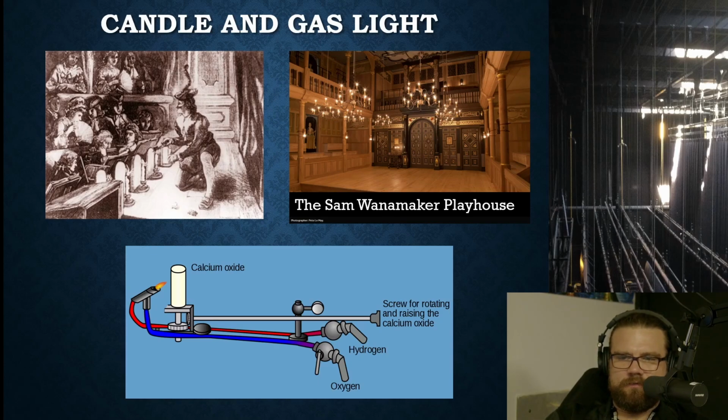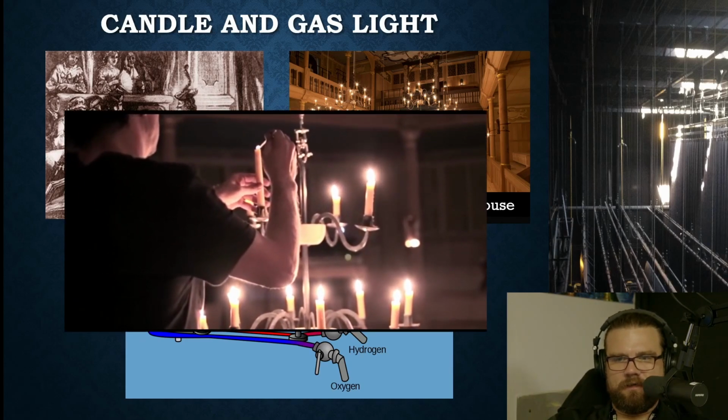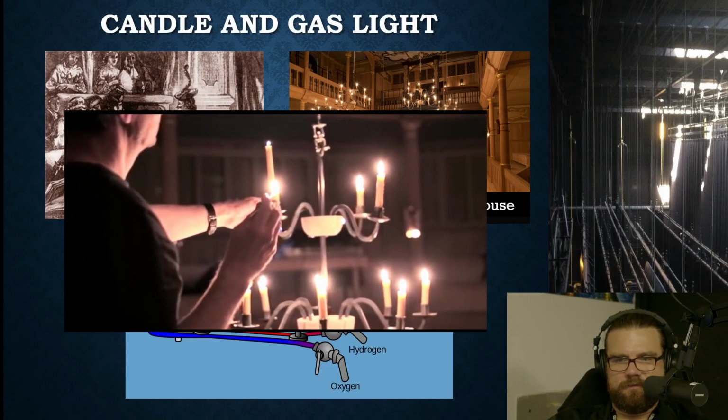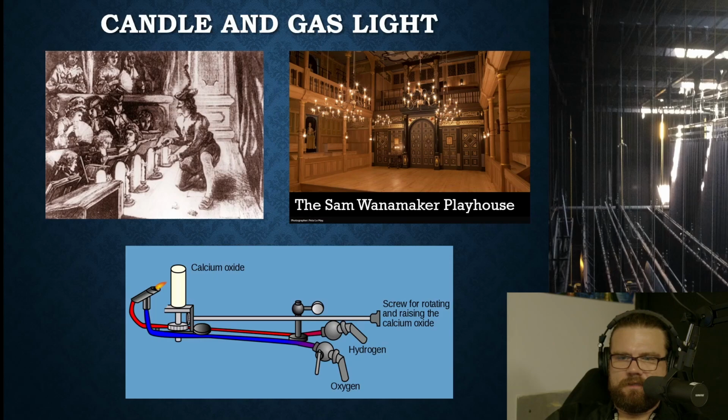An issue with lanterns and candles is the constant attention that these things need. You would always have to adjust the wicks. You'd have to relight them if they became extinguished, replace the fuel, whether that's the wax for the candle or the oil for the lantern. So intermission would become a time for your theater workers to go throughout the venue and relight, readjust, and trim wicks as needed. So gaslight comes around in the 1800s.